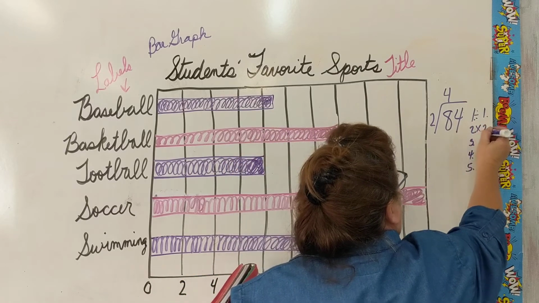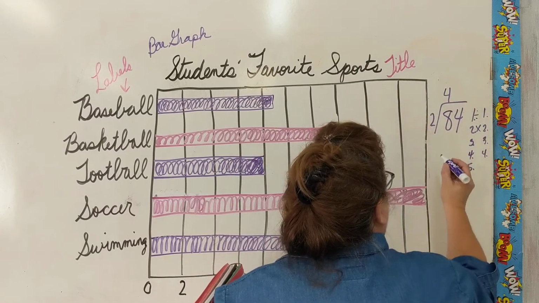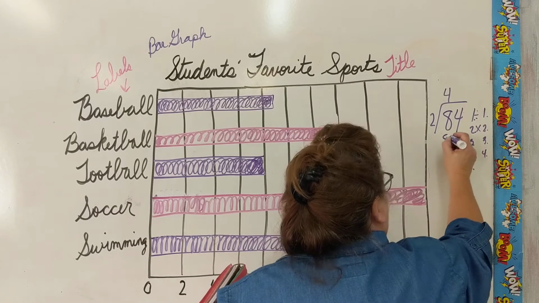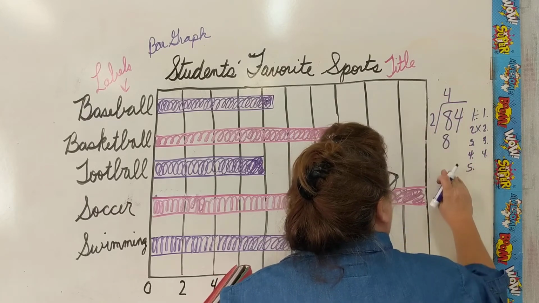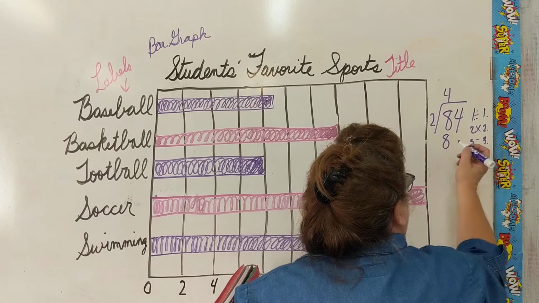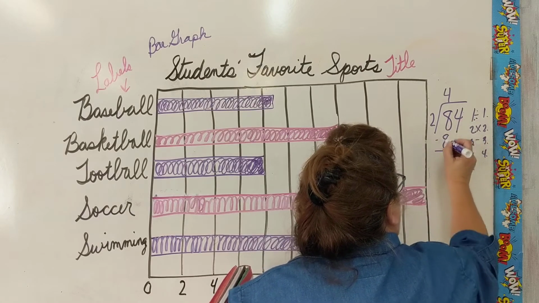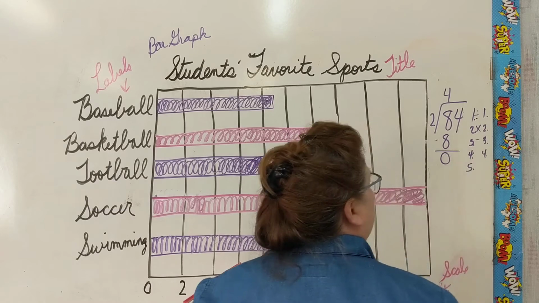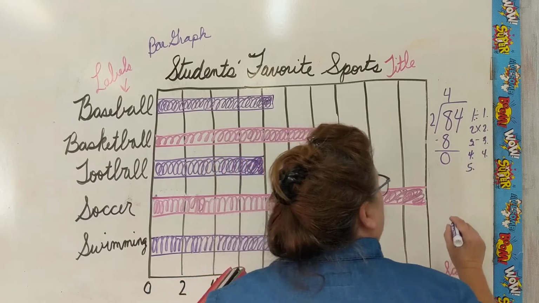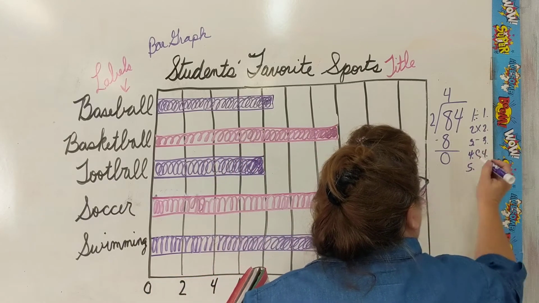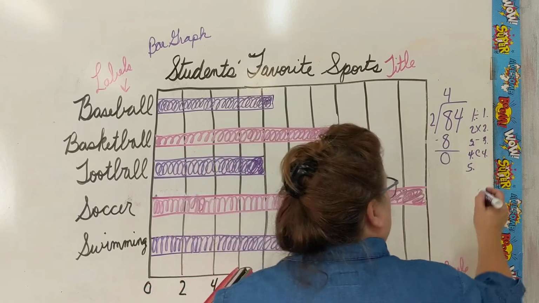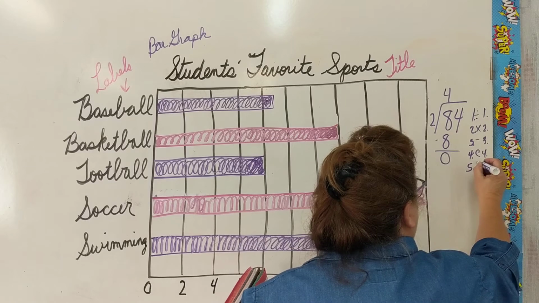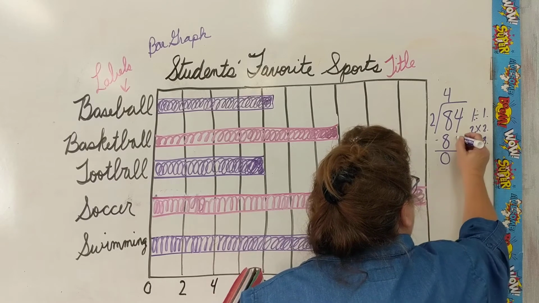Our next step is to multiply. 4 times 2 is 8. Our 8 goes straight under the 8 because that is the column we are working in. Our next step is to subtract. 8 minus 8 equals 0. Our next step is to compare. Is 0 smaller than 2? Yes, it is. So our fifth step is to, remember, bring down.